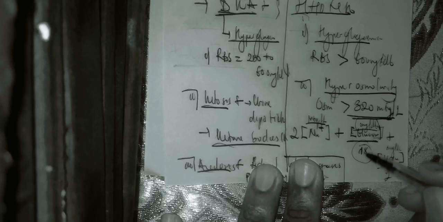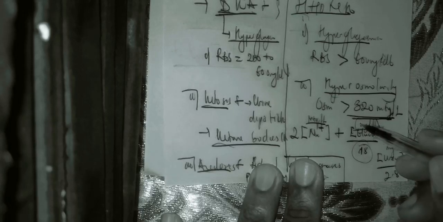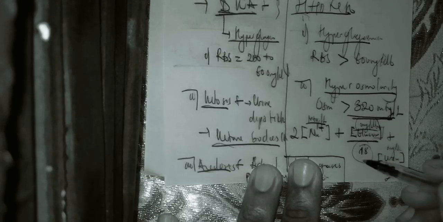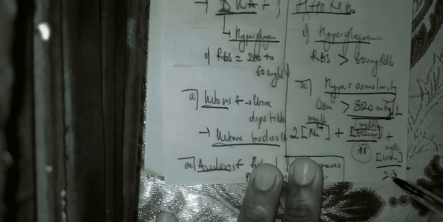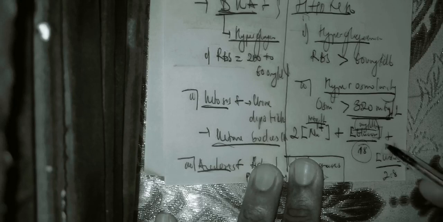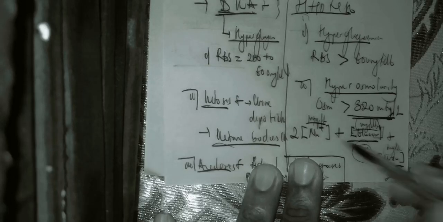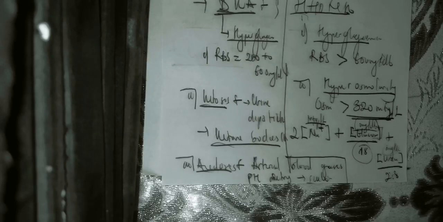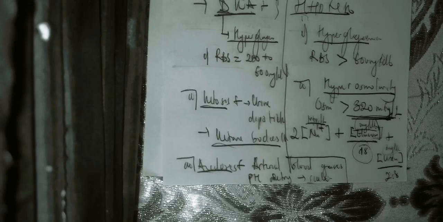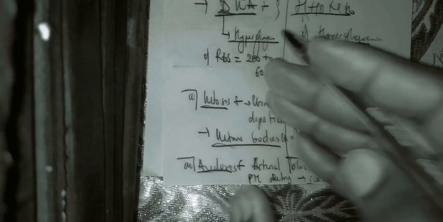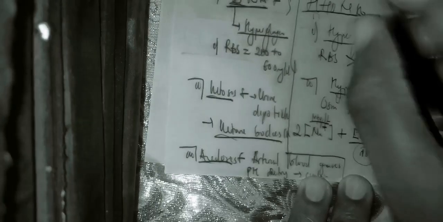You divide by 18 in order to convert milligram per deciliter into milliequivalent per liter, and you divide by 2.8 for the same reason, so you can add all the units together and produce the answer in milliequivalent per liter. The cutoff is 320. If it is less than 320, it's more towards diabetic ketoacidosis. So that's how you investigate for your disease.